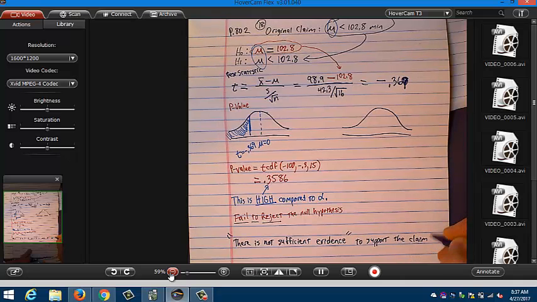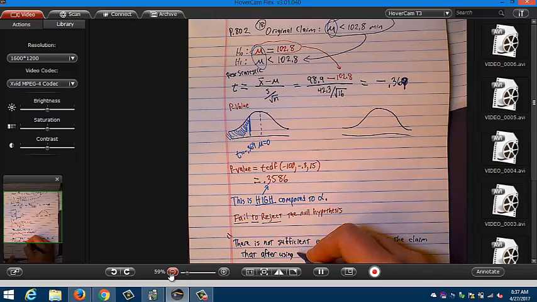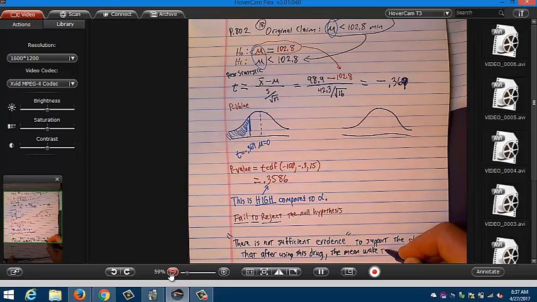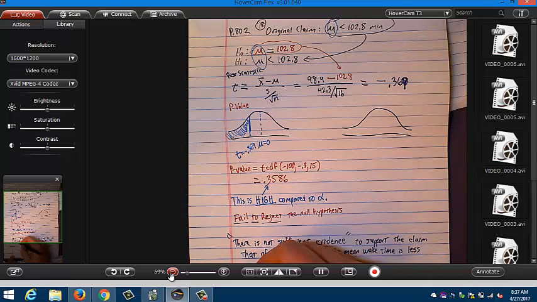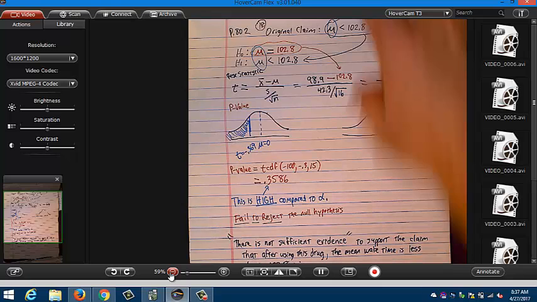that after using this drug, the mean wake time is less than 102.8 minutes. That's the proper wording of the final conclusion.